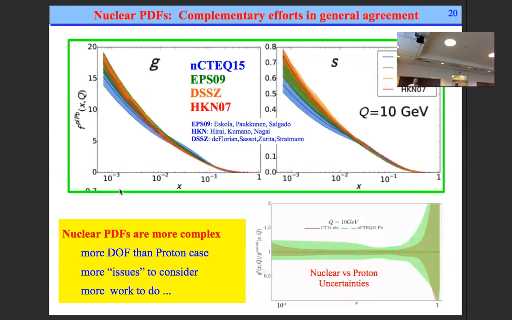So even though we use very complementary parameterizations, it's reassuring to see at the end of the day that the central values and uncertainties are relatively comparable. So here are the 4 sets shown for the gluon and the strange, and there are general overlaps there. So it's good that nothing drastically seems to depend on this.